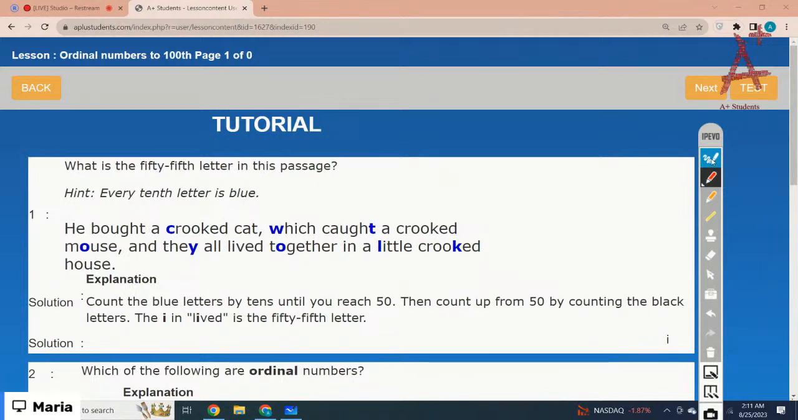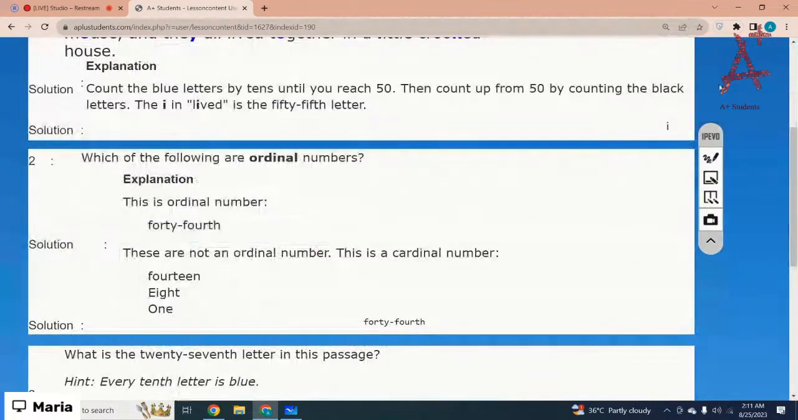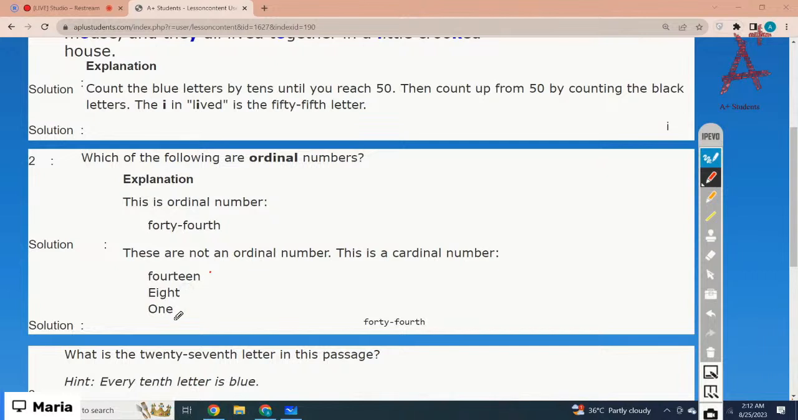Okay, the next one is which of the following are ordinal numbers? There, this is ordinal. 44th. These are not ordinal. This is a cardinal number. Cardinal numbers are 14, 8, 1, right? The simple numbers are the cardinals.